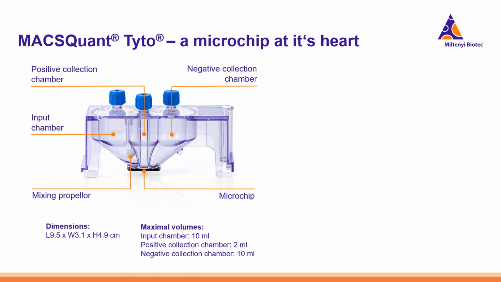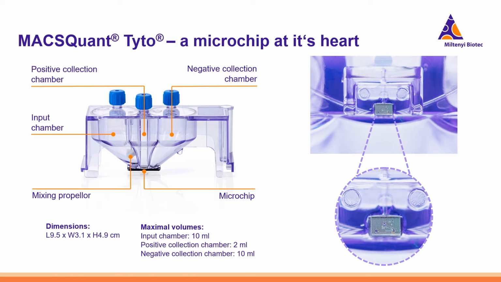This is the MACSQuant Tyto cartridge and the real heart of the Tyto system. There are 3 chambers: the input chamber for the sample, the positive chamber for the target cells, and the negative chamber for all negative cells. Different from the conventional droplet cell sorters, the MACSQuant Tyto has no fluidic path inside the instrument. It means the cells do not run through the instrument itself. Instead, prior to sorting, cells are loaded to the cartridge and will still remain in the cartridge after the sorting. And because the cartridge is a single-use consumable, there is no sample-to-sample carryover between runs.